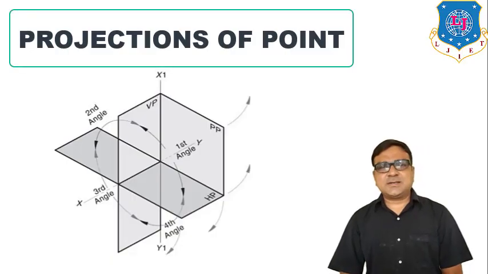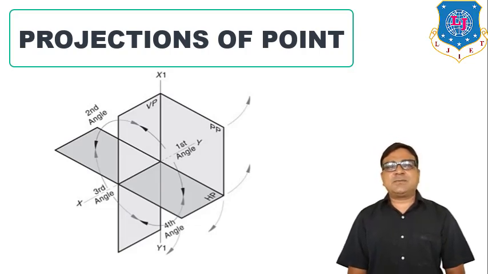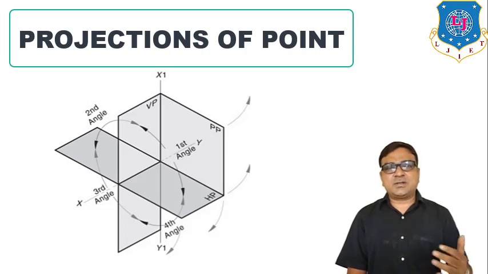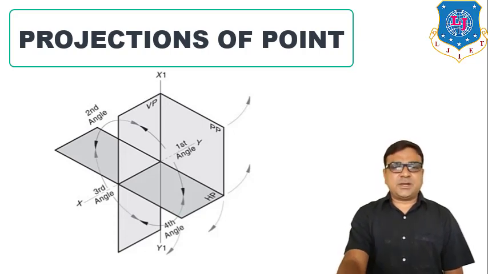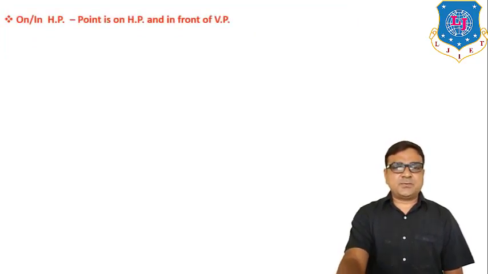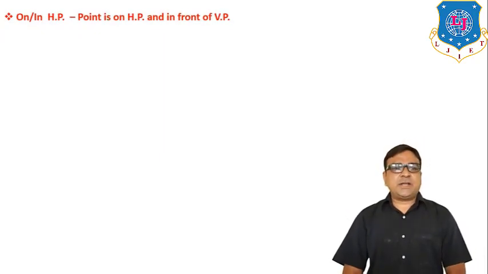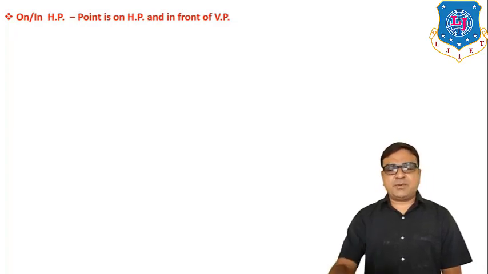So in the last lecture, we discussed the projection of a point when the point is in different quadrants, like the first quadrant, second quadrant, third quadrant, and fourth quadrant. Now we continue with the next locations of the point in this video. Our next position of the point is on HP, meaning the point is on HP and in front of VP.